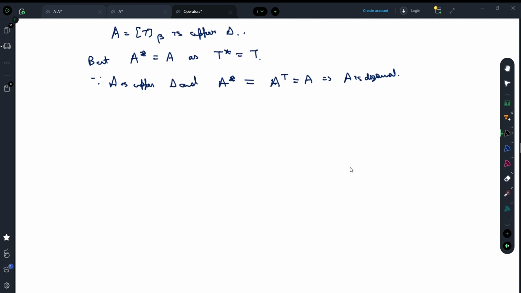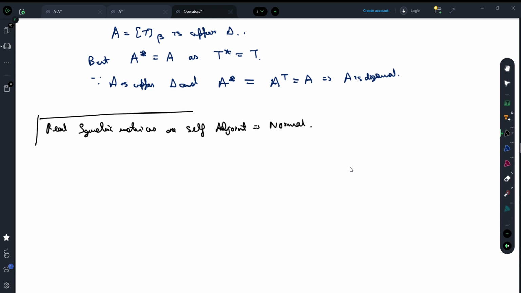Now see, real symmetric matrices. This is just a simple observation. Real symmetric matrices are self-adjoint. So that implies that self-adjoint implies normality, right? Clear?